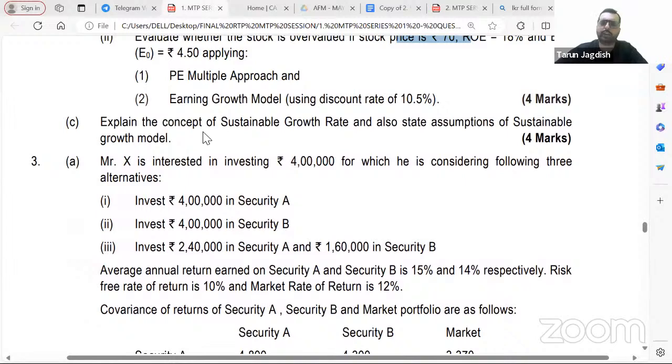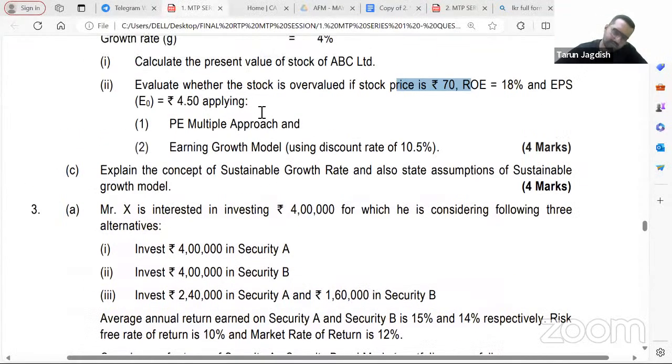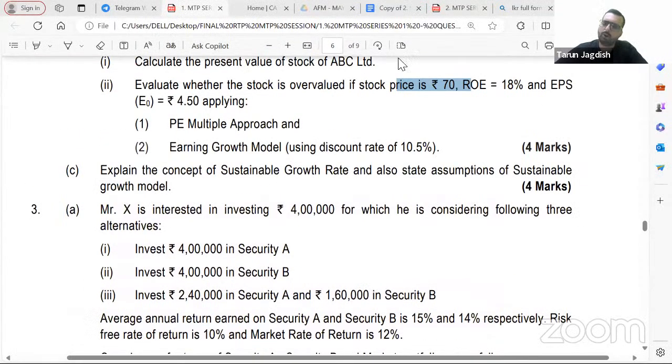All right, friends? Okay. In question number 2, C part is there, sir. Is there one more part? Hold on. Theory. Sustainable growth rate. What is the formula for growth rate, Ramya? Retention ratio into rate of return, ROE. That concept is what they have brought in as theory. Okay. Yeah, tell me. In the second part, using the PE approach, you are getting the price as 25, right? Correct. So it's overvalued, right? Overvalued. So you will sell. Correct. Okay, sir.